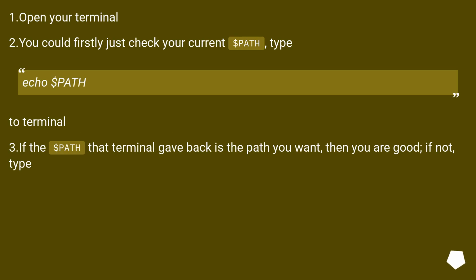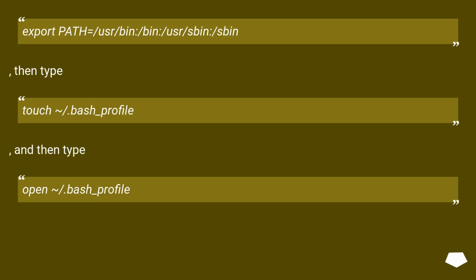1. Open your terminal. 2. You could firstly just check your current $PATH. Type echo $PATH into terminal. 3. If the $PATH that terminal gave back is the path you want, then you are good. If not, type export PATH=/usr/bin:/bin:/usr/sbin:/sbin, then type touch ~/.bash_profile, and then type open ~/.bash_profile.